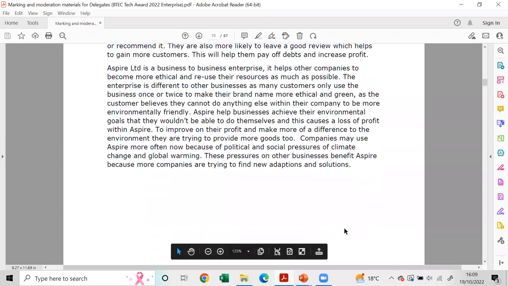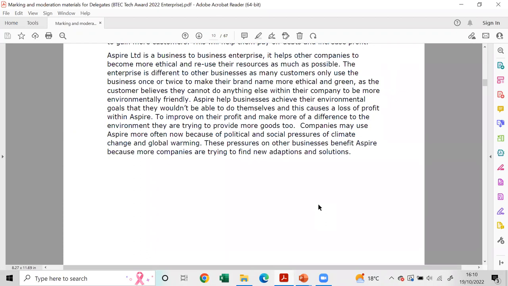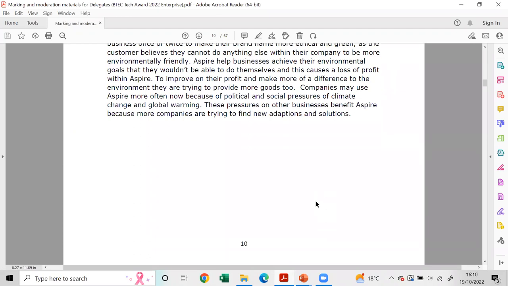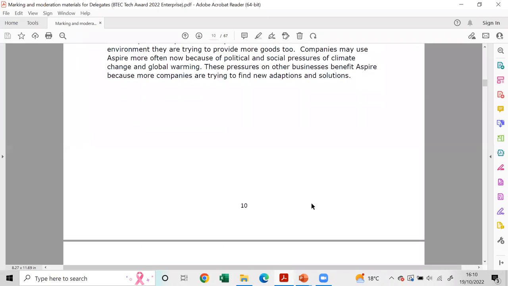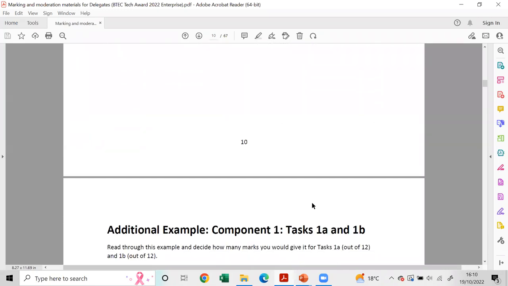As we go further, it then goes on to, it's a business to business. And it goes on to looking at how it's different to other businesses, the fact that they're ethical and green. This kind of is evidence really for that first task bit, if you think about it that way. Not necessarily the evidence here, but they talk about environmentally friendly. They want to improve their profit. They want to make more of a difference in the environment. Companies may use Aspire because of political and social pressures. These pressures and other businesses benefit Aspire because more companies are trying to find new adaptations and solutions. And that's where it ends.